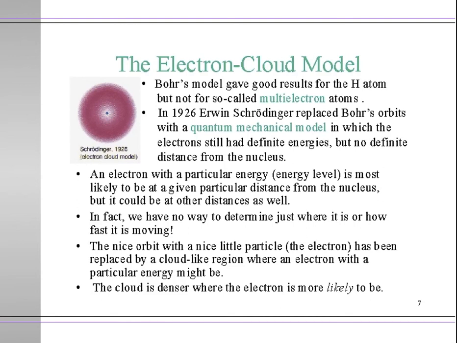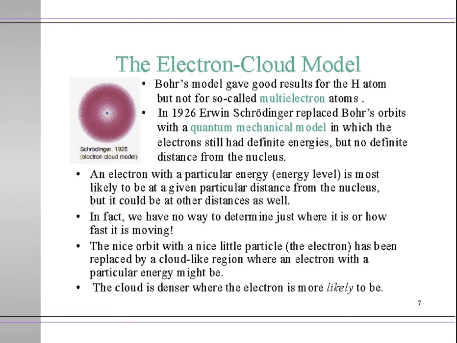So we really have no way to determine where the electron is or how fast it's moving. That nice little orbit idea is replaced with that cloud, so it's just that diffuse, fuzzy looking picture, and we'll talk about how we get that picture in class and get an understanding of why that's the final picture.